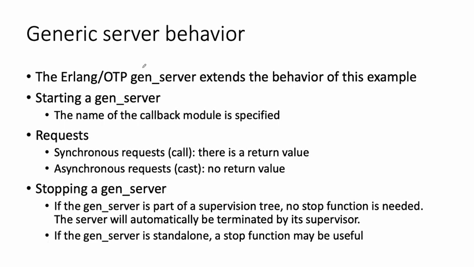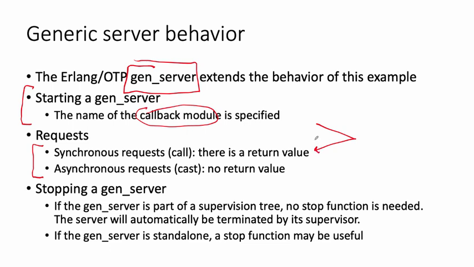Okay, so the full gen server provided by OTP is extending this example. This example shows you the basic server. And what can you do? So the basic server lets you start, and you need to have a callback module. And then you have two kinds of server requests. Synchronous request, which goes round trip, and asynchronous, which is only going one direction. So in Erlang, this is called call and cast. Now, the cast is the asynchronous, call is synchronous. And then, of course, I can stop it.